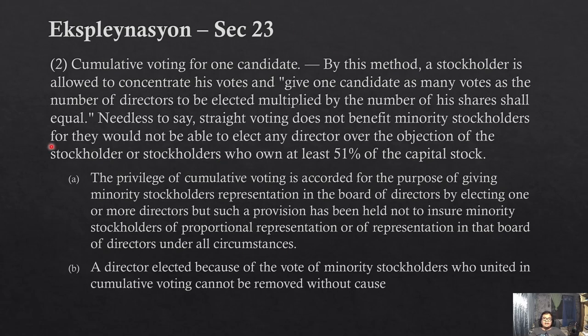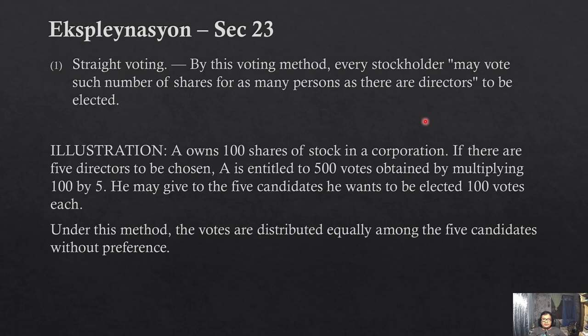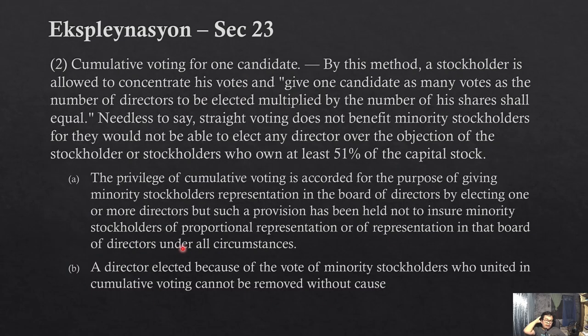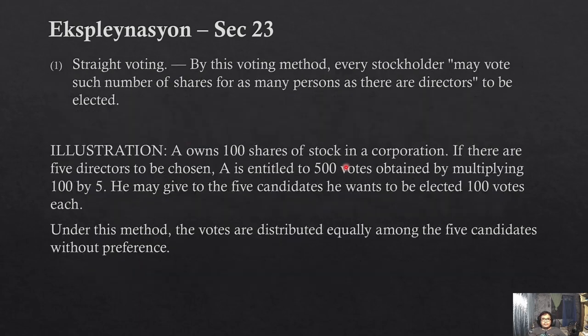Let's go to another way of voting. In cumulative voting for one candidate, a stockholder is allowed to concentrate his votes and give one candidate as many votes as the number of directors to be elected multiplied by the number of his shares. Because straight voting is restrictive, with no preference, distributed equally. Needless to say, straight voting does not benefit minority stockholders because they will not be able to elect any director over the objection of the stockholders who own at least 51% of the capital stock.